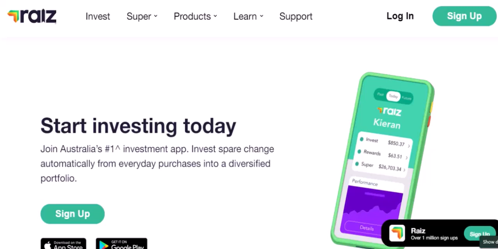Think of it this way, Raiz is providing you with a service. They're managing your investments, rebalancing your portfolio based on your chosen risk profile, providing you with a user-friendly app, and handling all the nitty-gritty details of buying and selling shares. To keep this platform running and to continue offering these services, Raiz charges fees. These Raiz fees are essentially the cost of using their platform.